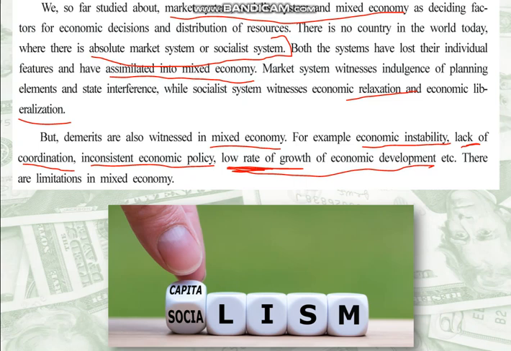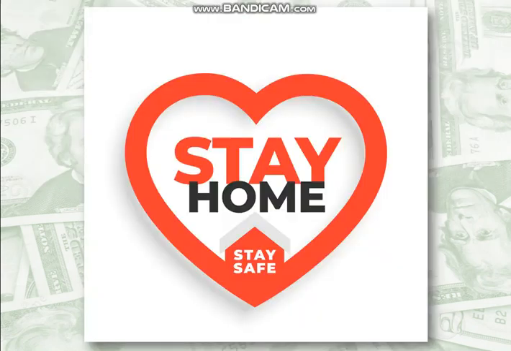There are limitations in the mixed system also. So we can see the market system, the socialist system, and the mixed economy. And mixed economy is also not totally free, and it has problems in it also. So with this we complete our chapter number 15.